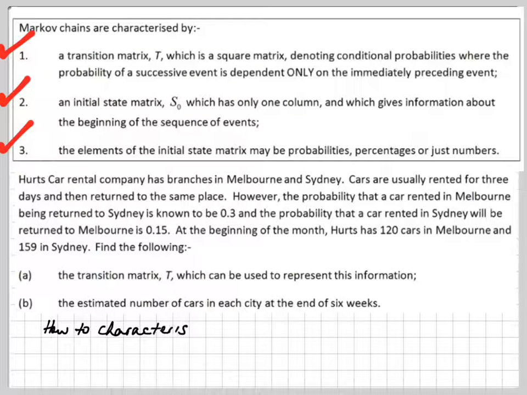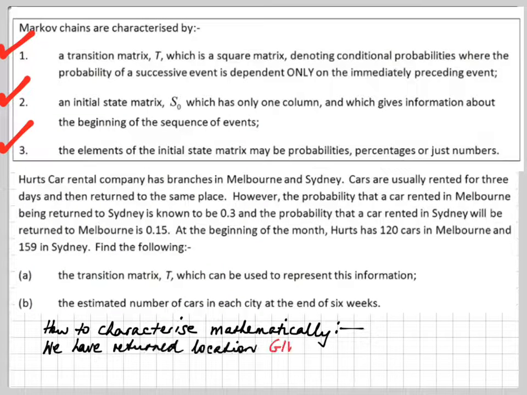So, the question is, you've got a whole lot of words there. How can we characterise this mathematically? How can we get the words into the maths? This is usually the problem for the poor old student, okay? You've got to think about this and do a lot of them so you get better at it, okay? All right, now we've got returned locations given the hired location. That's what I really think we're talking about here.